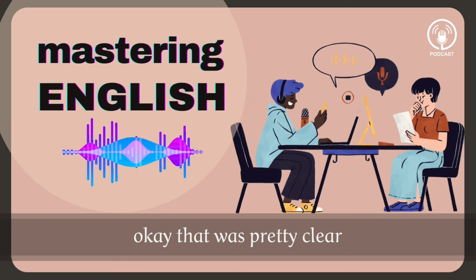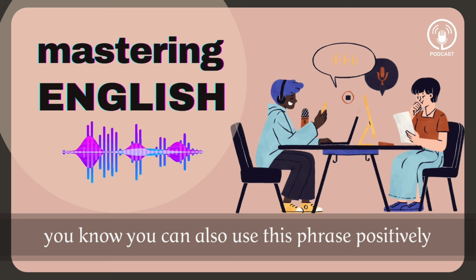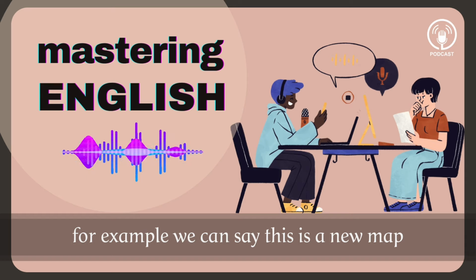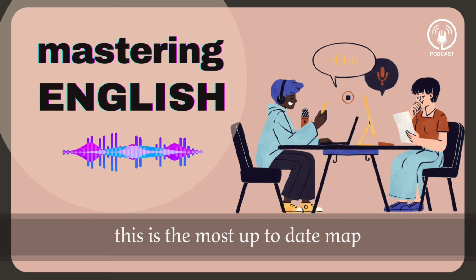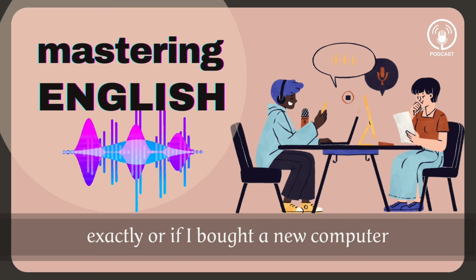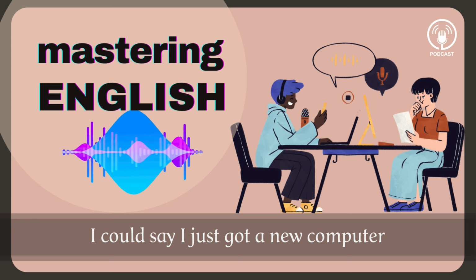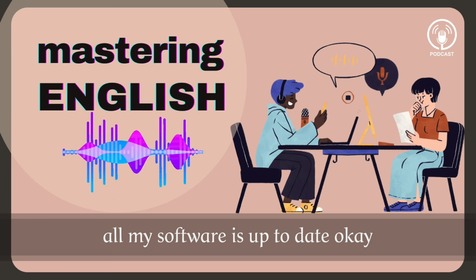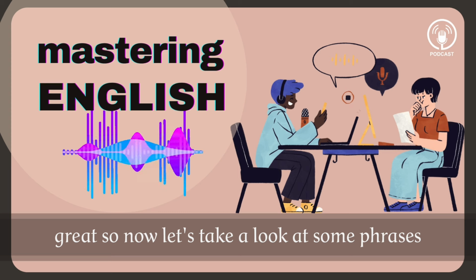Okay, that was pretty clear. You know, you can also use this phrase positively. You can say up to date. Okay, for example, we can say this is a new map. This is the most up to date map. Exactly. Or if I bought a new computer, I could say I just got a new computer. All my software is up to date. Okay, great. So now let's take a look at some phrases.